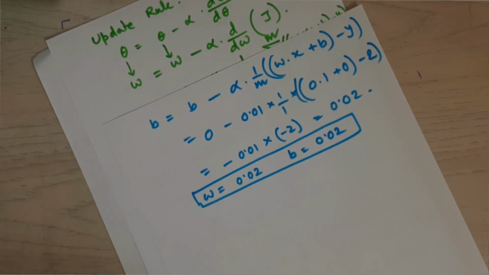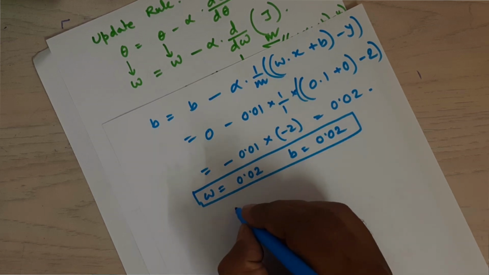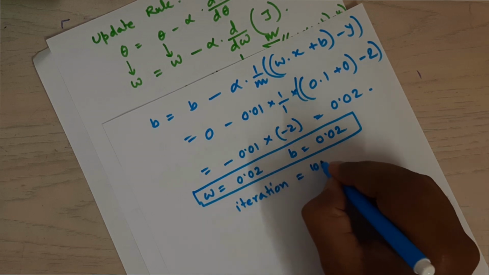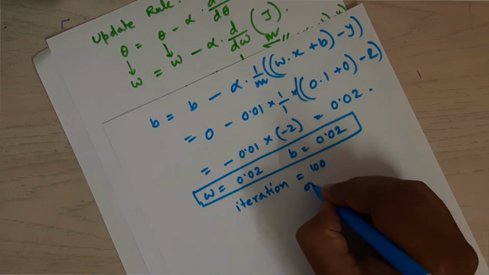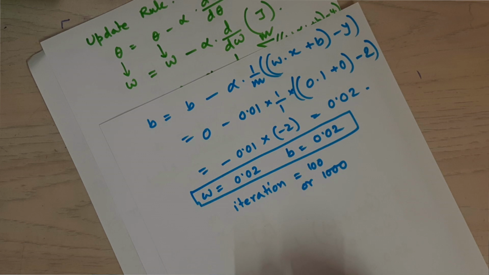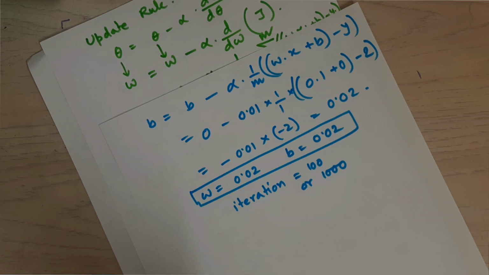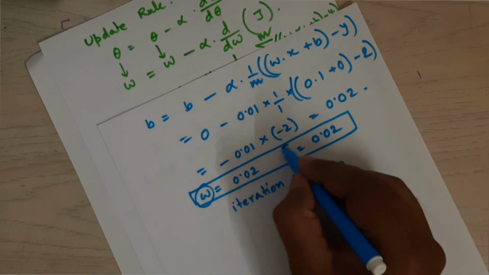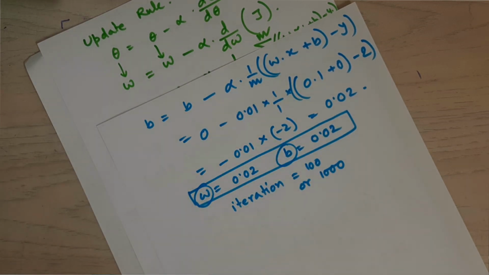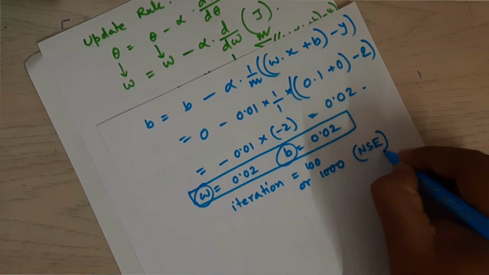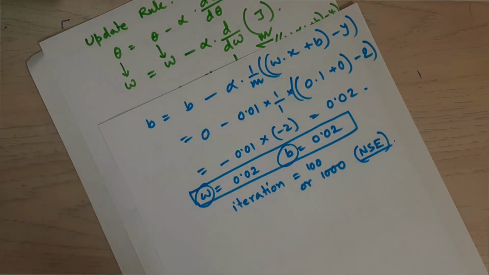So now if we do it programmatically, let's say for iterations equal to 100 or 1000, if we do it using Python code, then we can easily see how this w and b value is converging to a certain value where the loss, the mean squared error loss, this is my loss function, is minimized.